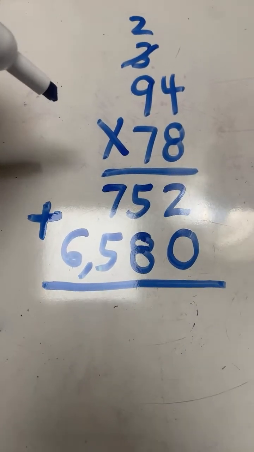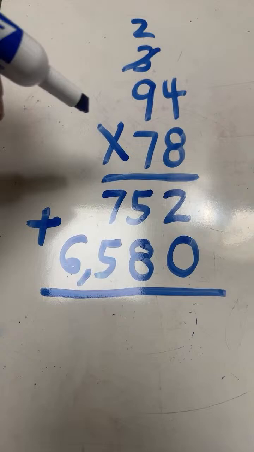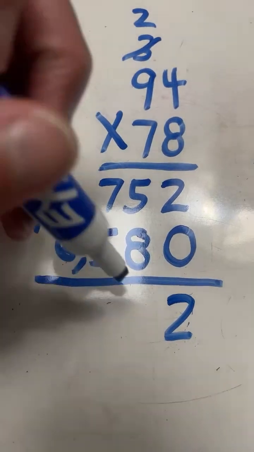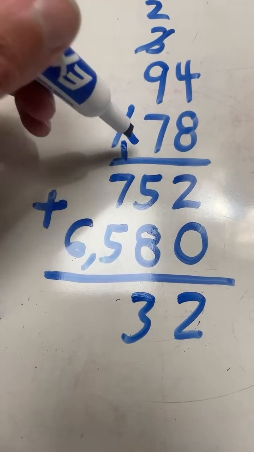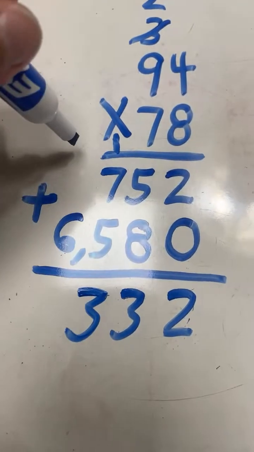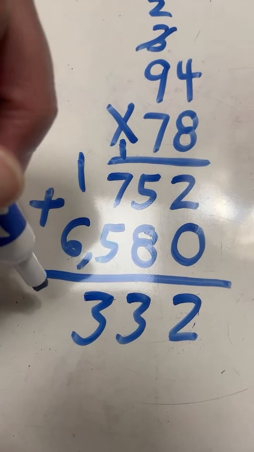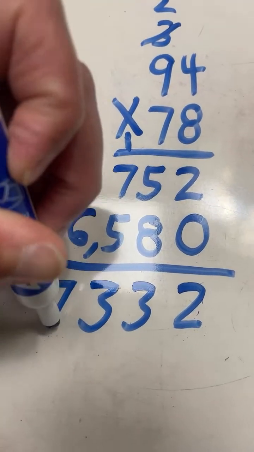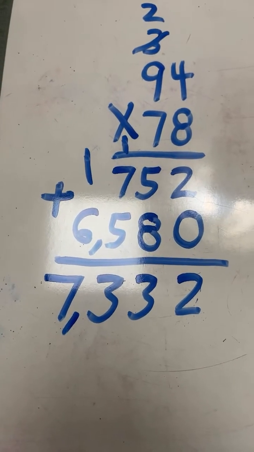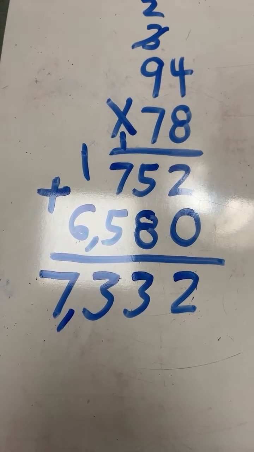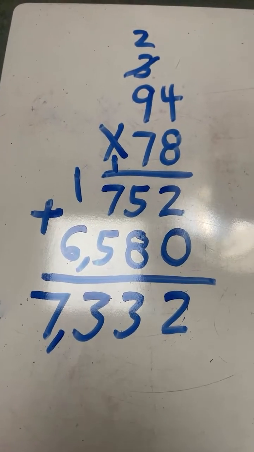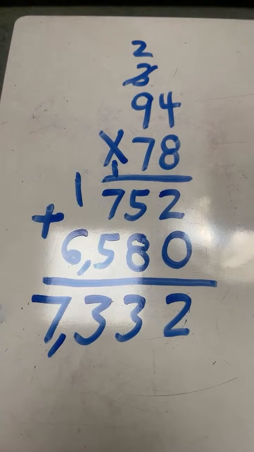Next, we have to add these two numbers together to get our final answer. 2 plus 0 equals 2. 5 plus 8 equals 13. 3, carry the 1. 7 plus 5 equals 12, plus 1 equals 13. 3, carry the 1. 1 plus 6 equals 7. And we have our final answer. 94 times 78 equals 7,332. All right, now we're going to move on to some 3-digit by 2-digit multiplication problems.